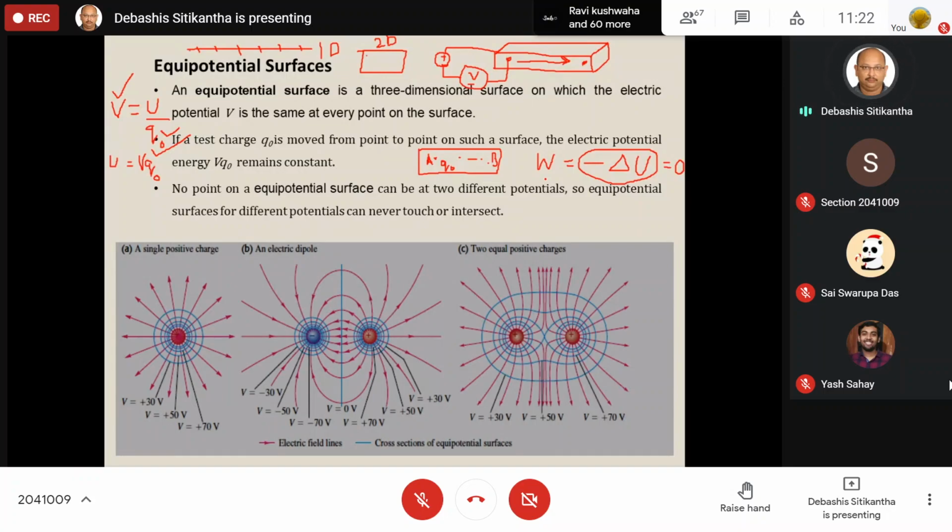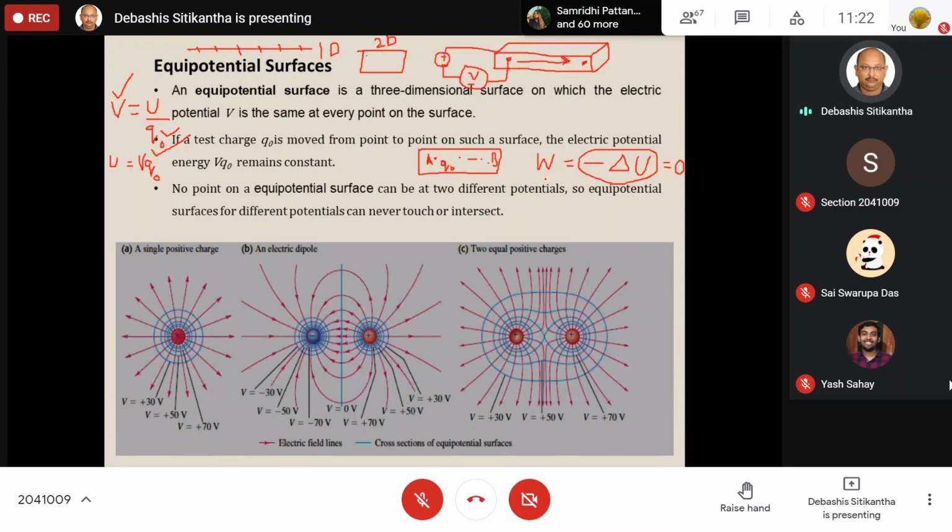Number three, the work done in moving a charge on the equipotential surface is obviously going to be 0, because energy is going to remain constant, therefore the change in energy is equal to 0. Okay, so in this way you may find a simple 2 marks question that proves that the work done in transporting a charge on an equipotential surface is equal to 0.